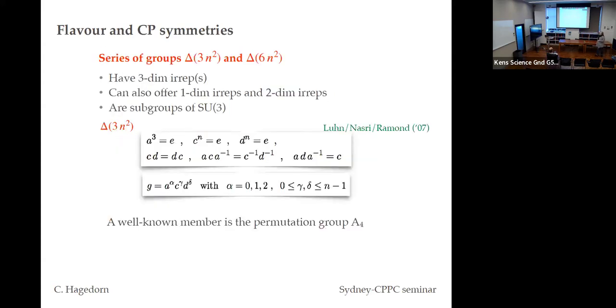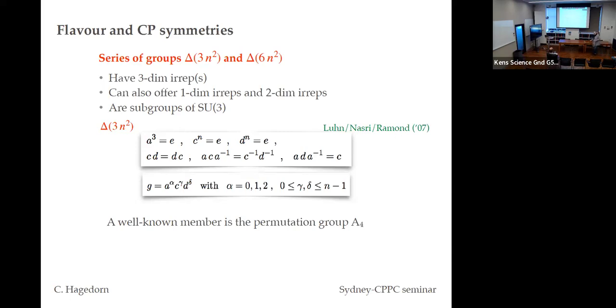So what are these Δ(3n²), Δ(6n²) groups? What makes them nice, or why do I like them? They have three-dimensional irreps. So we can explain why there are three dimensions. Good. If you also want to have one and two-dimensional ones, they're also there. What makes them easy to handle? They are a series of groups. These are all subgroups of SU(3). That's good. That's something we know very well. How do you typically describe such groups? You take n times n matrices, so one-dimensional ones, two-dimensional ones, or three-dimensional ones, depending on the representation you like to describe. And you have three what we call generators, a, c, d. They have to fulfill certain relations, which you see down here. You can write every element of the group in this form, which is also nice.